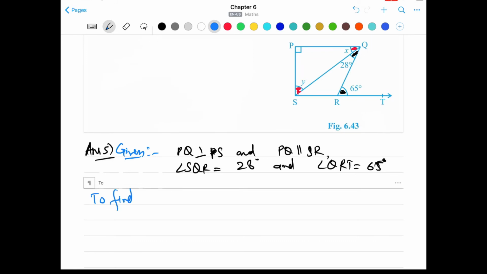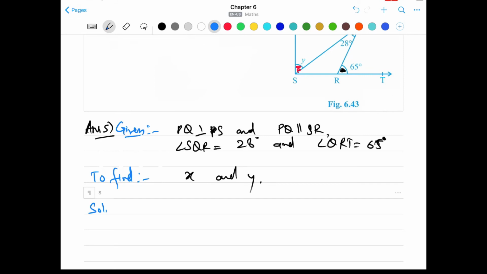we have to find the value of angle X and Y. Okay, so let's start the solution.